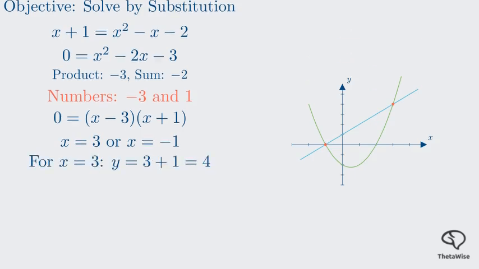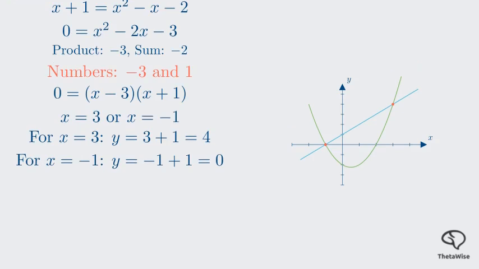To find the corresponding y values, we substitute each x back into the linear equation, as it is the simplest one. In your exam, make sure to clearly list both pairs of coordinates, 3, 4, and -1, 0. These represent the 2 points where the line cuts through the parabola.